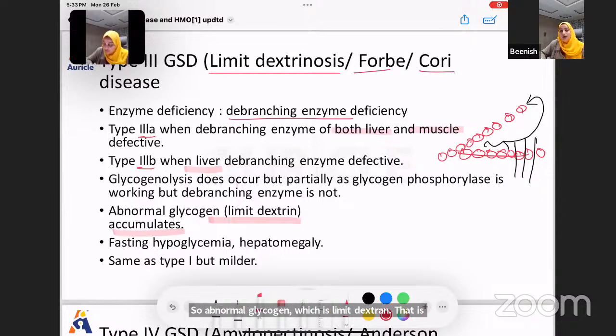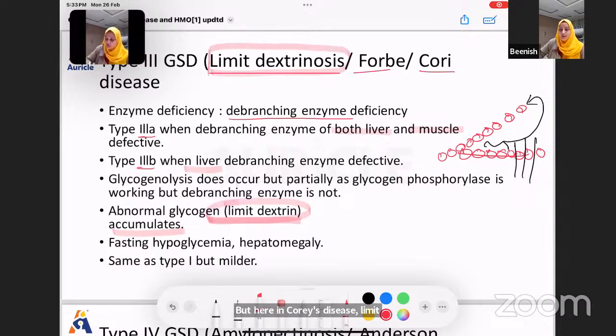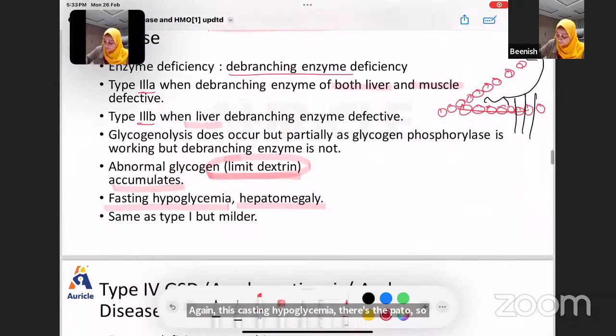So in von Gierke's, the glycogen that was accumulating was normal glycogen, but here in Cori's disease, limit dextrin is accumulating. Hence the name limit dextrinosis. Again, there's fasting hypoglycemia and hepatomegaly. So it is a milder form of type 1.